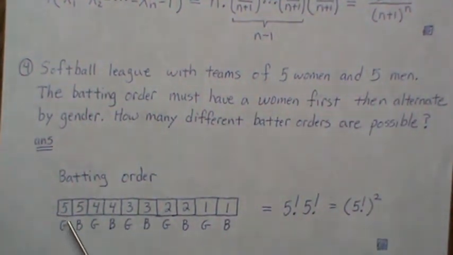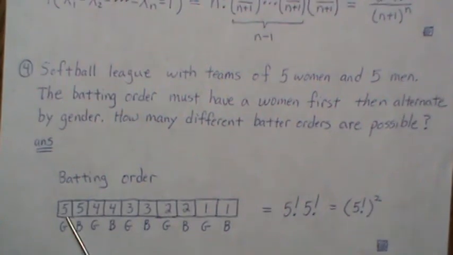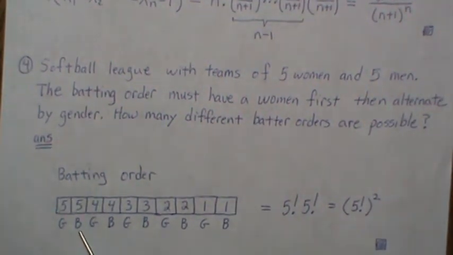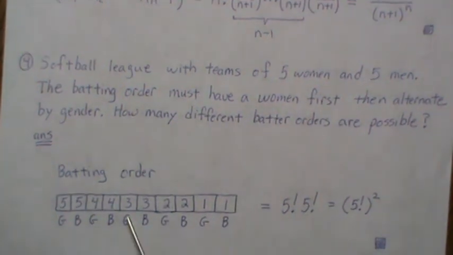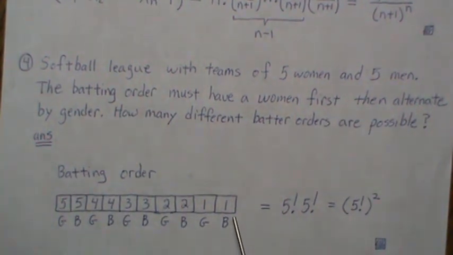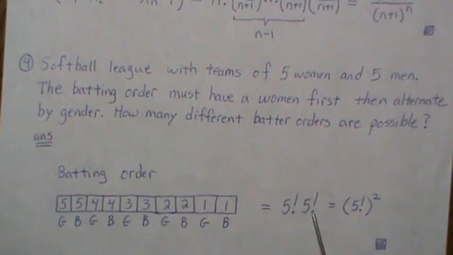So there's 5 girls or 5 women that could be chosen for this first spot. The second one has to be a boy, and there's 5 boys, and so there's 5 possibilities. This next spot has to be a girl, and there's only 4 left, so there's 4 that we can pick there. 4 boys, 3 girls left, 3 boys, 2, 2, 1, 1. And when you multiply these, you get 5 factorial times 5 factorial, which is 5 factorial squared.